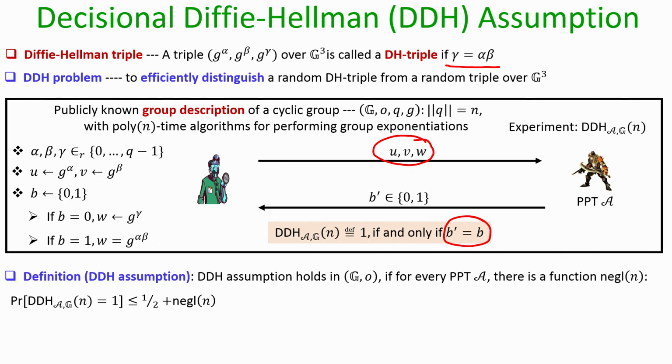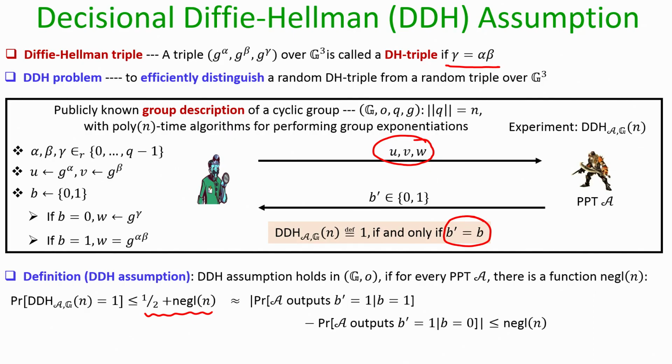The goal of the adversary in the CDH challenge was to compute something, but in this DDH experiment, or in this DDH problem, the goal of the adversary is to distinguish one kind of triplet from another kind of triplet. That is why we are giving here an indistinguishability type definition. The DDH assumption holds only if no polytime adversary can distinguish a Diffie-Hellman triple from a non-Diffie-Hellman triplet except with probability half plus negligible.